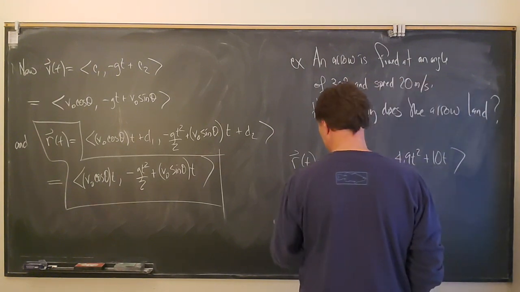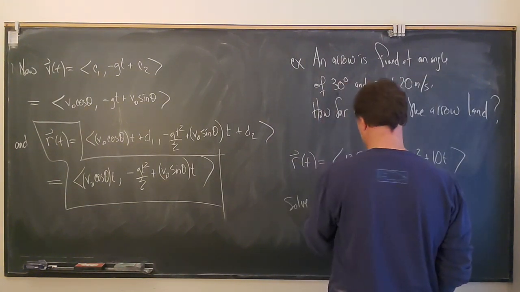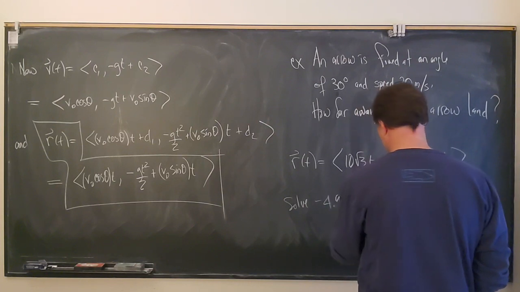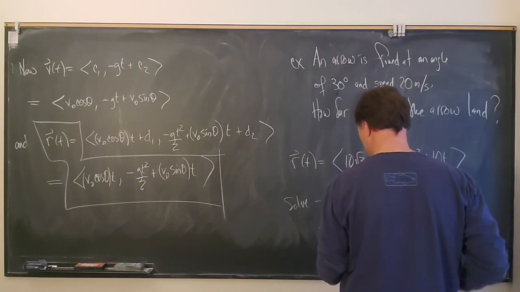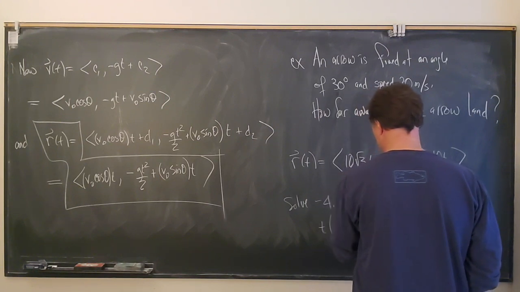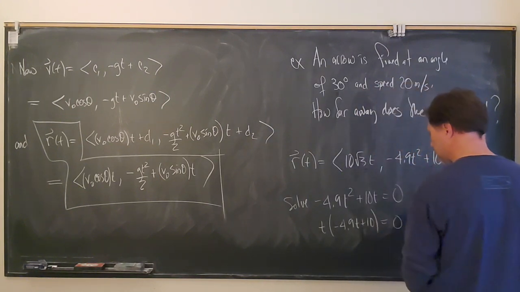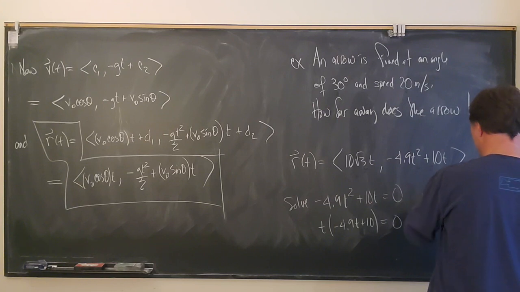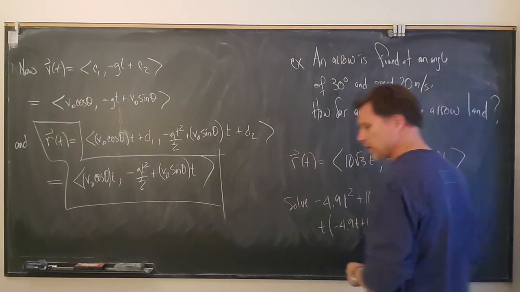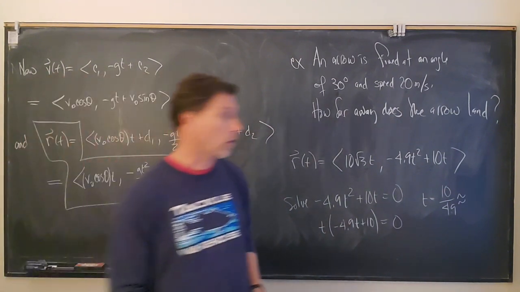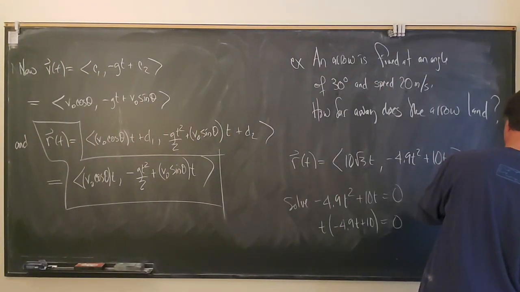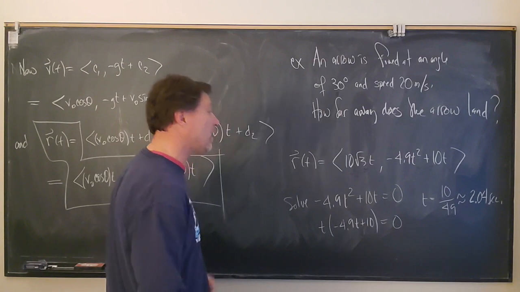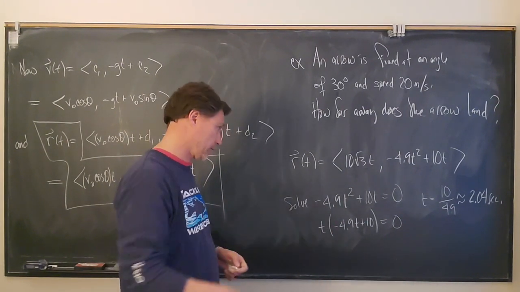Okay, so first thing we do is we solve minus 4.9 t squared plus 10t equals 0. And so that's going to tell us, if we factor out a t, we'll get t times negative 4.9 t plus 10 equals 0. T equals 0 is not the one we want. We want this one here. So t equals 10 over 4.9. It's a little more than 2. It's 2.04. So 2.04 seconds. All right, so if you shoot an arrow at an angle of 30 degrees, speed 20 meters per second, 2.04 seconds later, it's going to hit the ground.